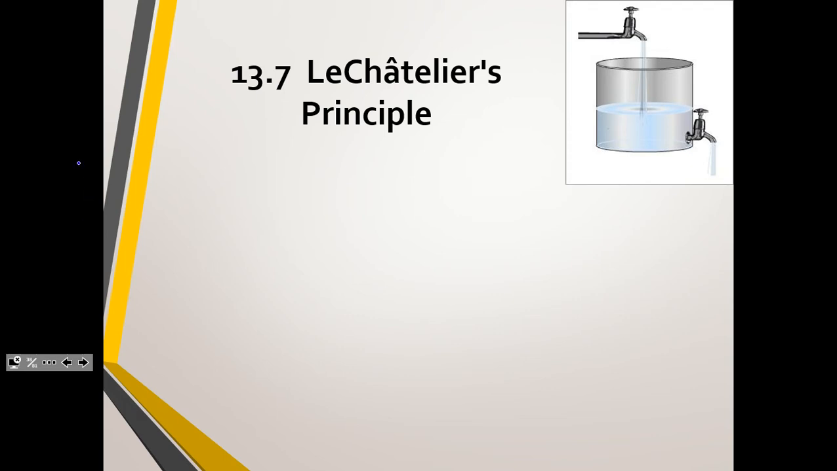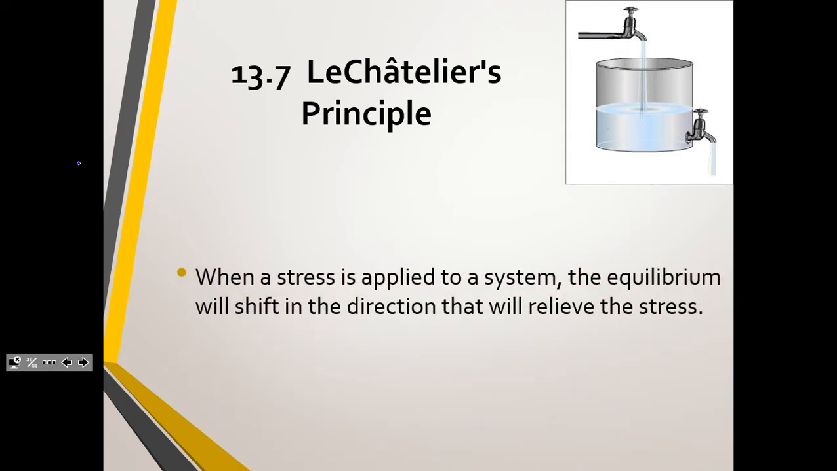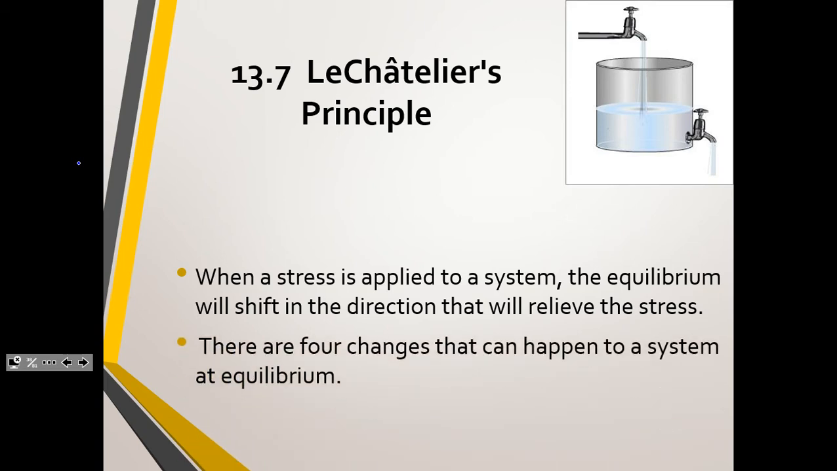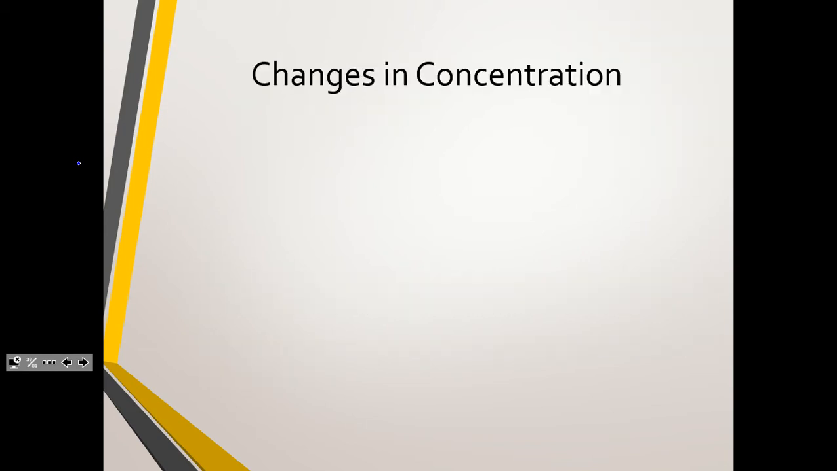The response to this type of change in an equilibrium system is called Le Chatelier's principle. Le Chatelier's principle lets us know which way equilibrium will shift according to some sort of stress that is applied to the system. We're going to be either shifting to the left, which is towards reactants, or to the right, which would be towards the products. We're going to cover four changes that can happen to a system that is at equilibrium already.